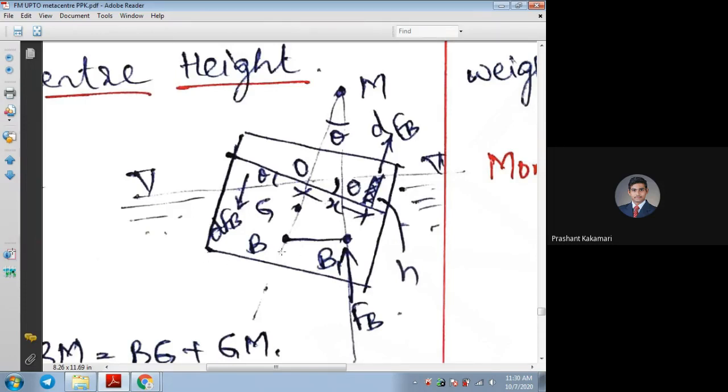So what is happening here? Because of this shifting to B1, the force due to buoyancy is acting at this point. And due to the change in positions, see here, earlier both forces, the weight of the body and the buoyancy force, were acting on the same line. But here now it is shifted. Weight of the body is acting at G point, or it may be shifted in between. And here the buoyancy force is acting on this line. So due to this shift, what is happening? There is a moment generated at the bottom.